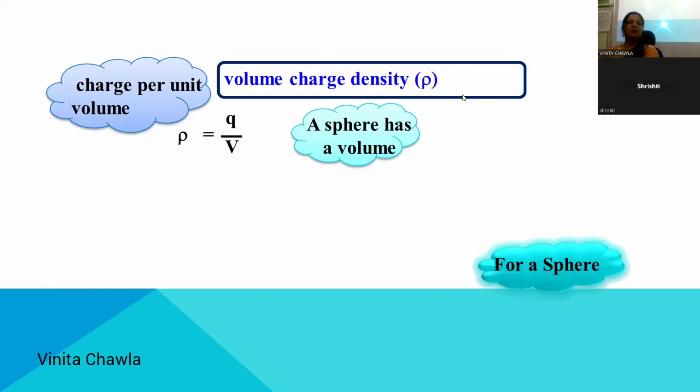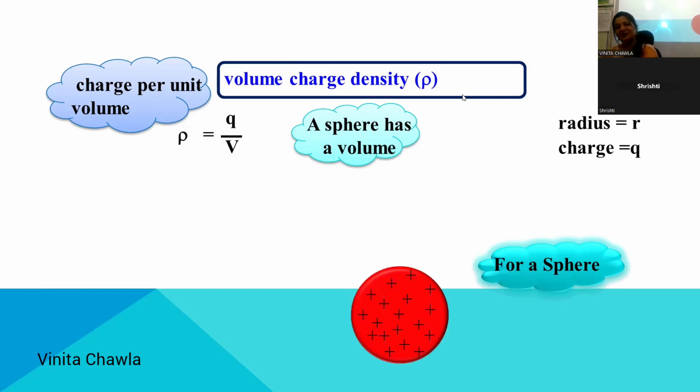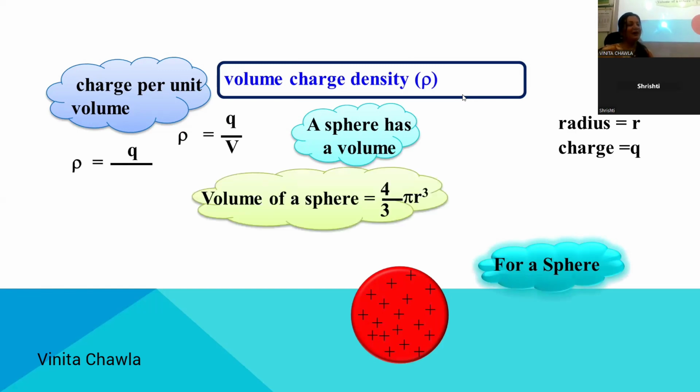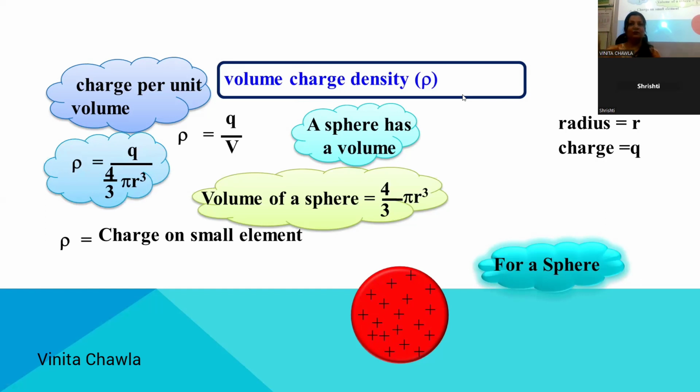So for a sphere, what is the volume of a sphere? 4 by 3 pi r cube. Very good, शाबाश. 12th class के बच्चे नहीं बताएंगे तो कौन बताएगा? The radius of the sphere is r, charge is q, and the volume of the sphere is 4 by 3 pi r cube. So we get rho equal to q upon 4 by 3 pi r cube. ठीक है? And if we take a small volume, a small charge is there, right? So it's dq by dv.